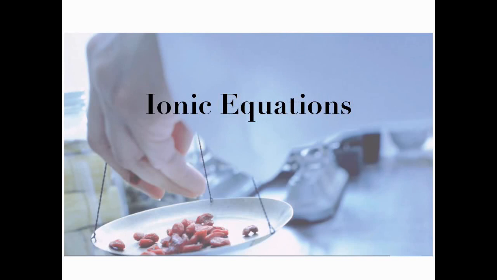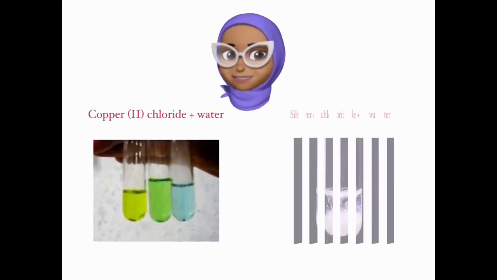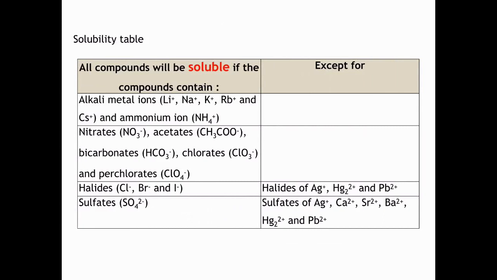Ionic equations. Ever wonder in lab, when ionic substances are added to liquid, sometimes it could form a solution, but sometimes precipitate is observed? It actually depends on the solubility of the substance in water. It is all summarized in the following solubility tables.